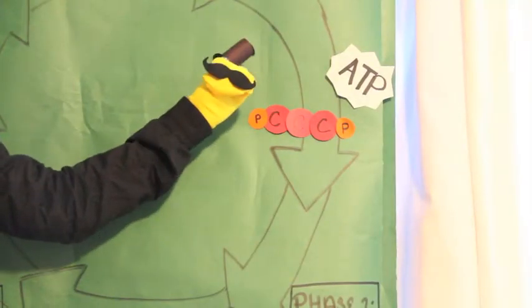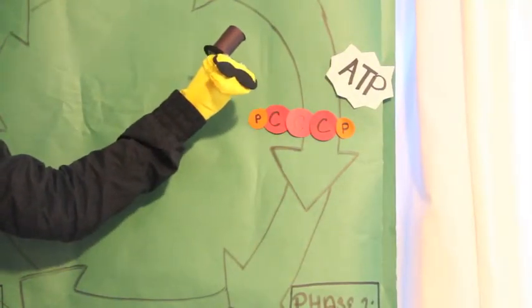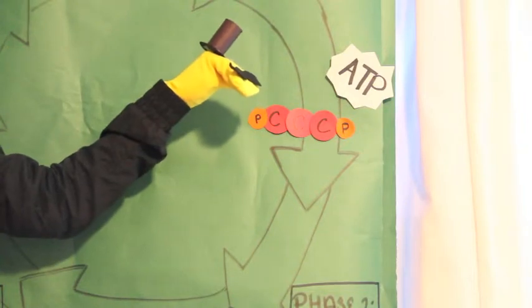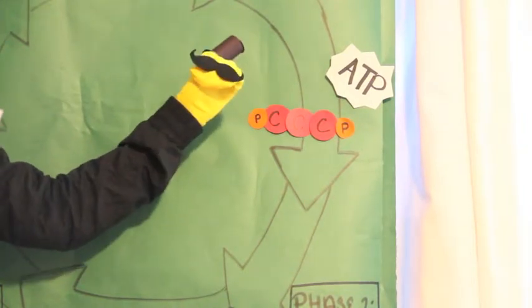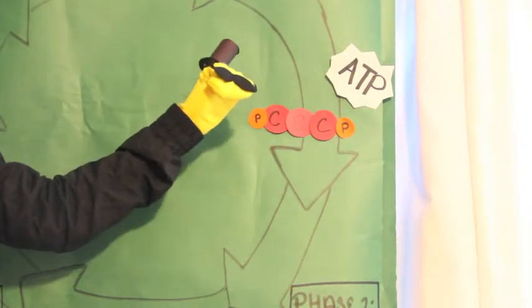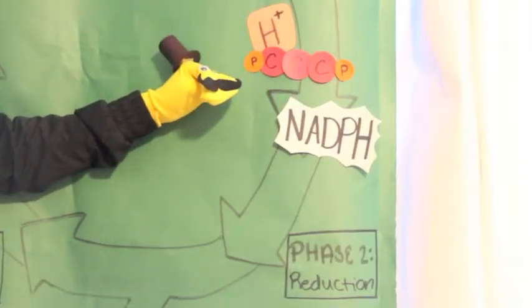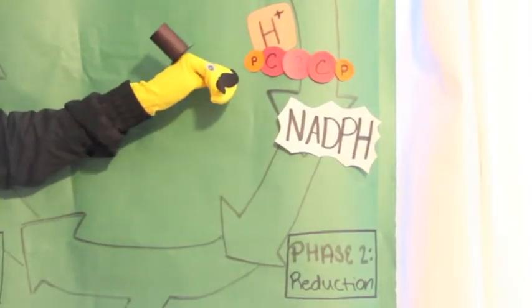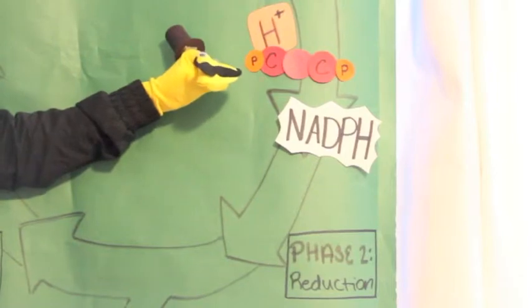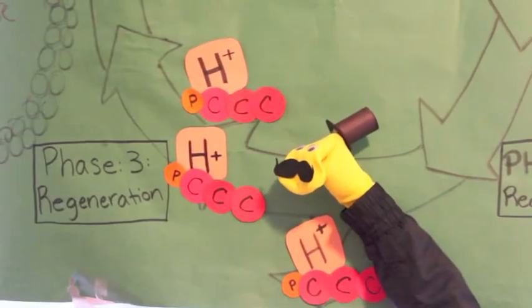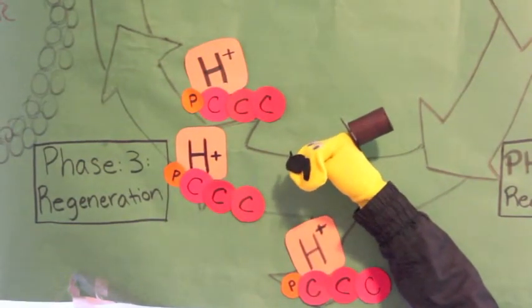This is phase 2, which is reduction. The GP molecule gets phosphorylated by the ATP that was made in the light-dependent reactions. Then the GP molecule gets reduced by NADPH from the light-dependent reactions. From this, G3P is made.